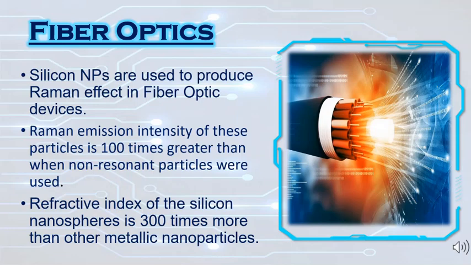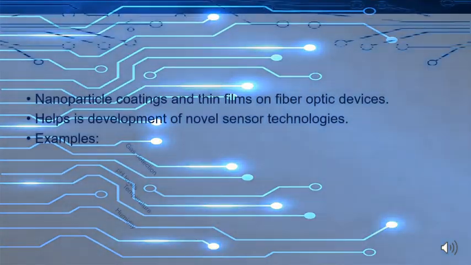Now, if silicon nanoparticles are used to produce this Raman effect in fiber optic devices, a Raman emission intensity 100 times greater is obtained as compared to when non-resonant particles are used. This is because the refractive index of the silicon nanospheres is 300 times more than other metallic nanoparticles.